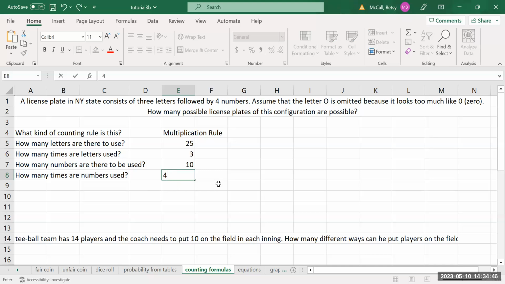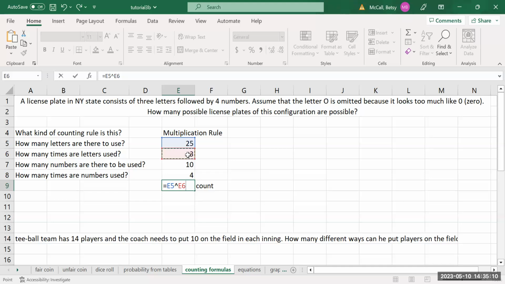So the total count that we're going to end up with then is going to be 25 raised to the 3rd power. This is 25 times 25 times 25. So 25 options for the first letter, 25 options for the second letter, 25 options for the third letter. You can see why this is called the multiplication rule.